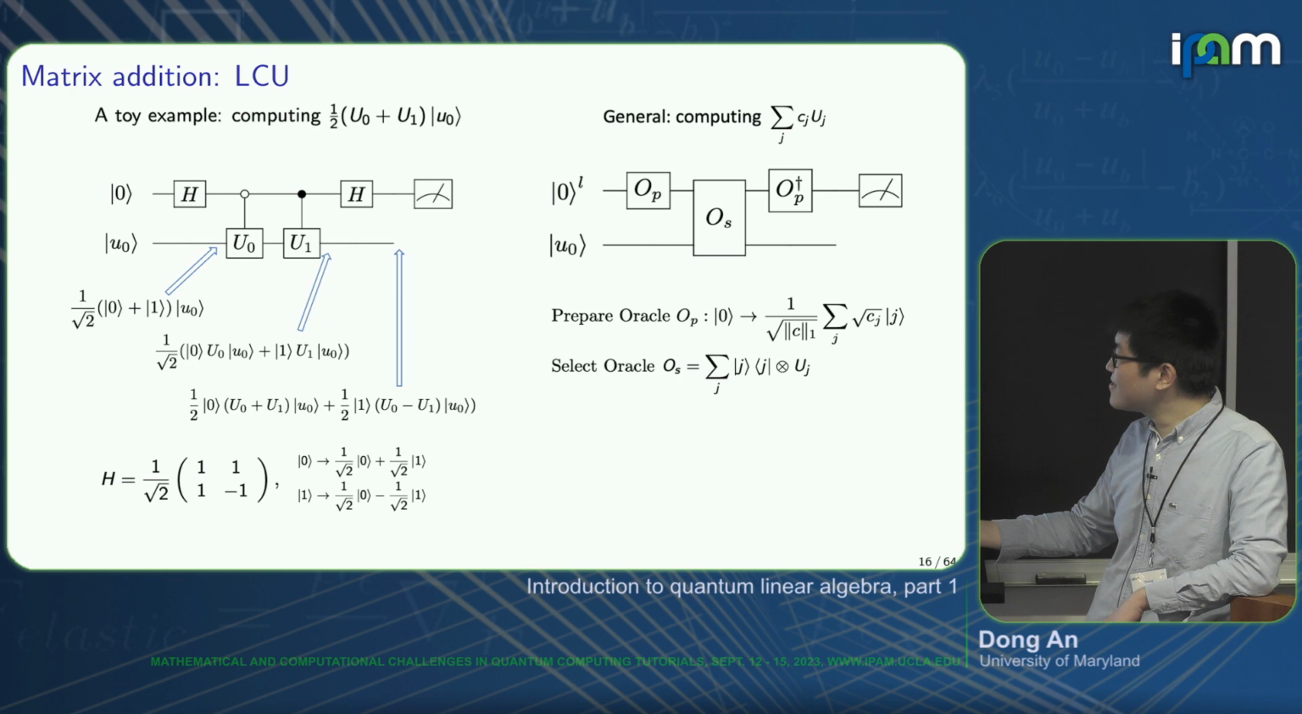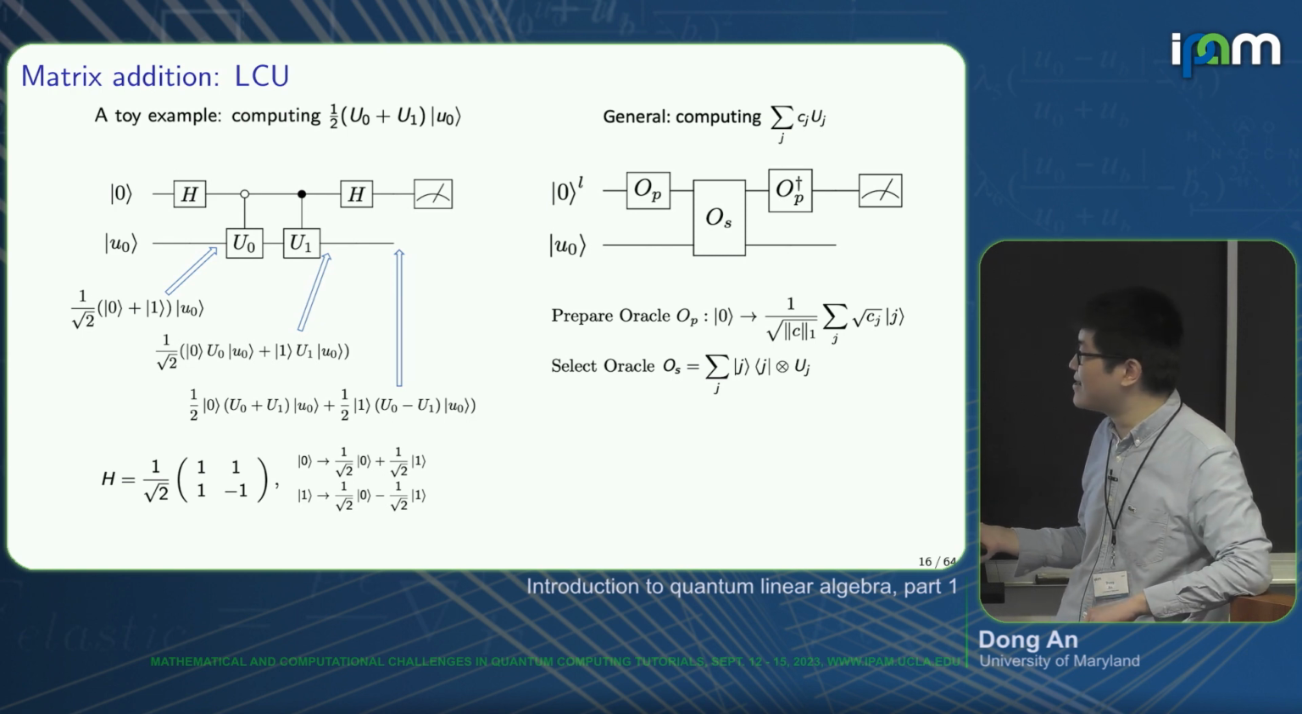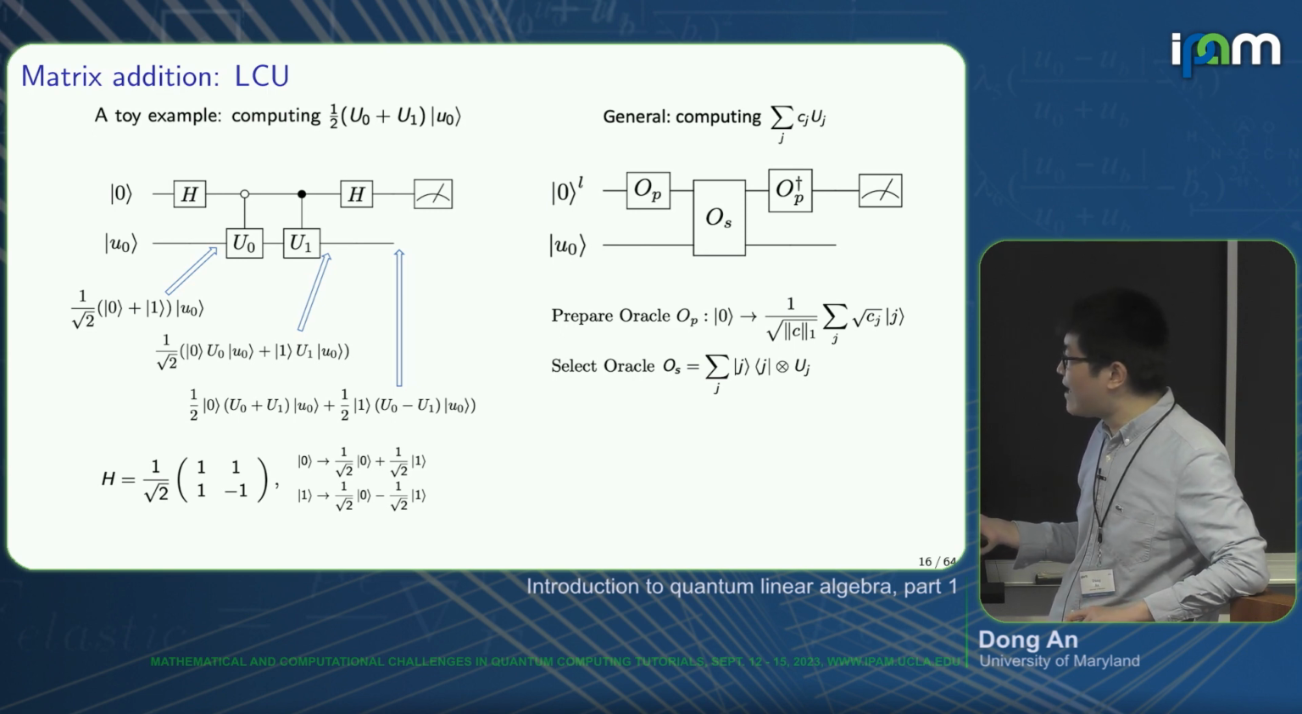After this controlled unitary application, what we get is, for the first half, we have a 0 in the ancilla qubit, and then we apply U0 on the state vector. And for the second half, we have 1, and then we apply U1. So this is the quantum state that we get after the controlled version of these unitaries.